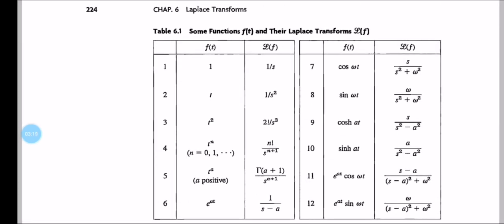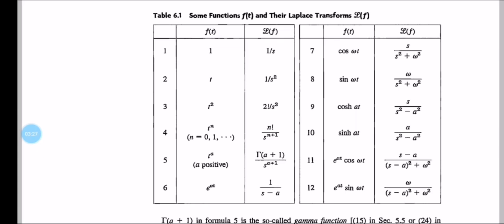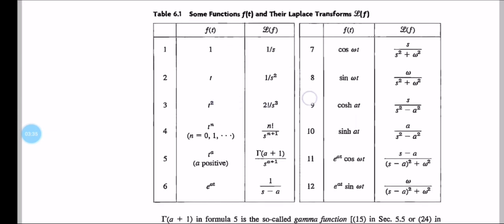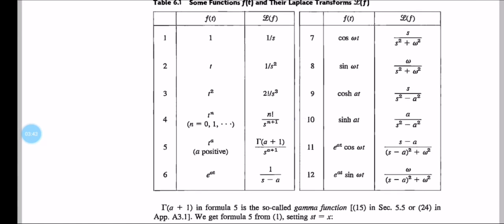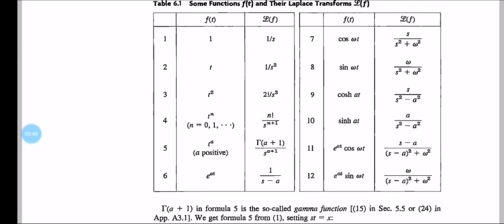So here is a list where the full list of Laplace transformations is given. Suppose f(t) is 1, then the Laplace transform is 1 by s. If f(t) is t, then the Laplace transform is 1 by s square. If f(t) is t square, the Laplace transformation is 2 factorial by s cube. So if it is t to the power n, then the Laplace transformation is n factorial by s to the power n plus 1. So if n equals 1, 2, you will get these values.